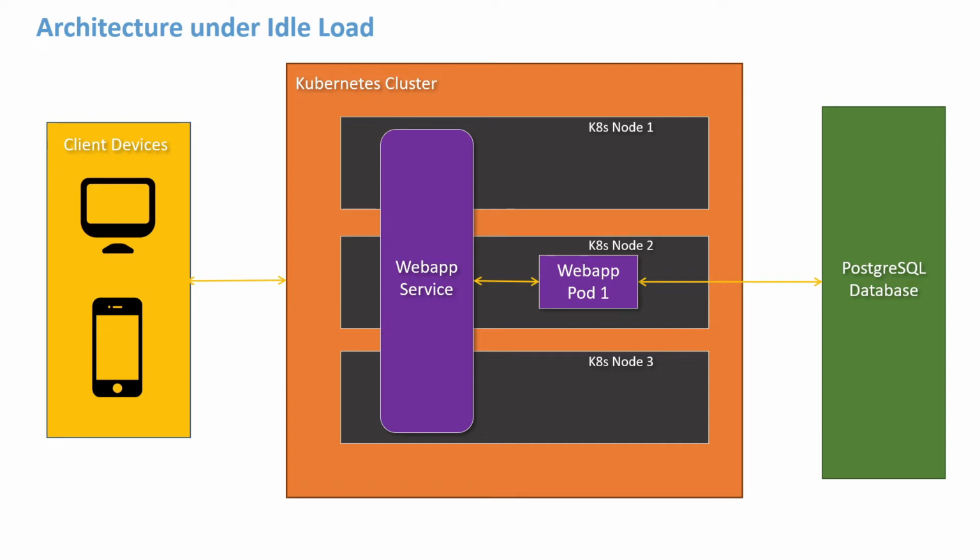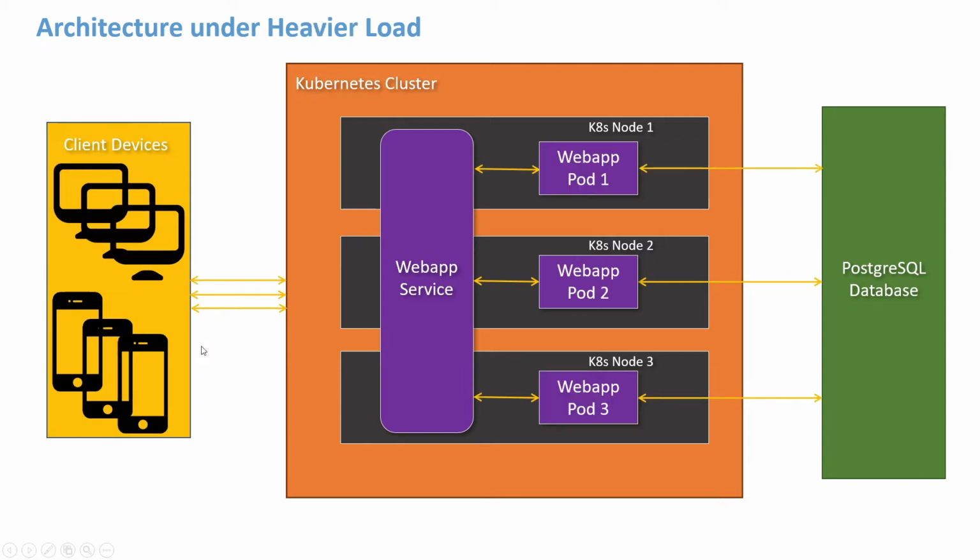We do not expect to see an increase in the number of pods. The request will flow from the client device to the web app service, to the web app pod, to the PostgreSQL database. The response will obviously flow back in the reverse direction. Under heavier load, once the resource requests cross our set threshold, the number of web app pods will automatically be scaled up to 2 or 3, depending on the amount of load on the cluster.